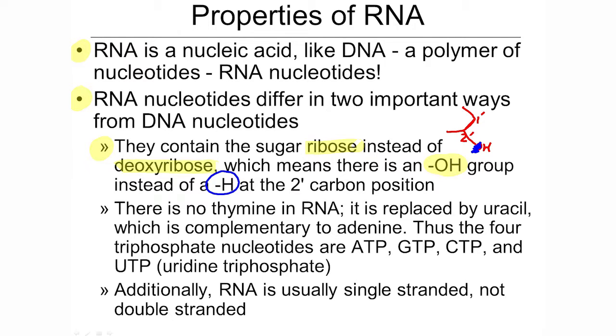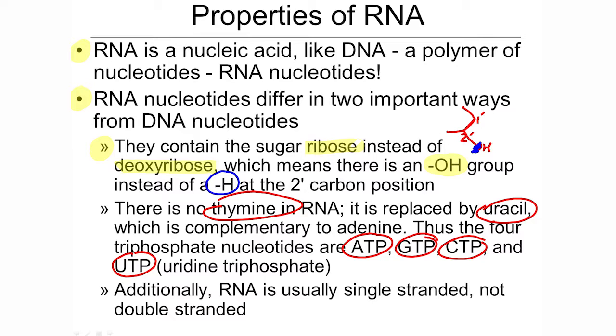Another thing is that we've discussed the DNA bases. The RNA bases are similar, but there's no T or thymine in RNA. It's replaced by a very similar looking base, but not identical, uracil, U. When it's relevant, U is complementary to A, just like T is complementary to A, adenine. So the 4 triphosphate nucleotides in RNA are ATP, GTP, CTP, and UTP. And the names change: the base thymine, when you put it into a nucleotide, becomes thymidine triphosphate. So the base uracil becomes uridine triphosphate.